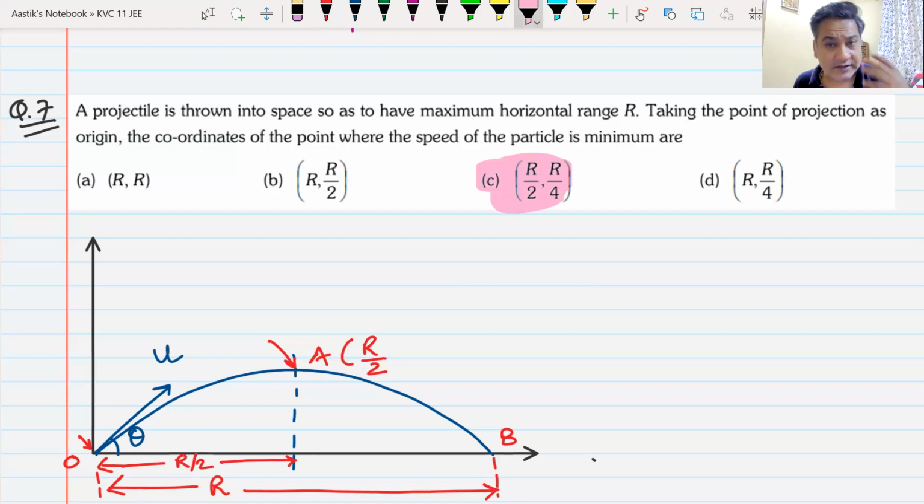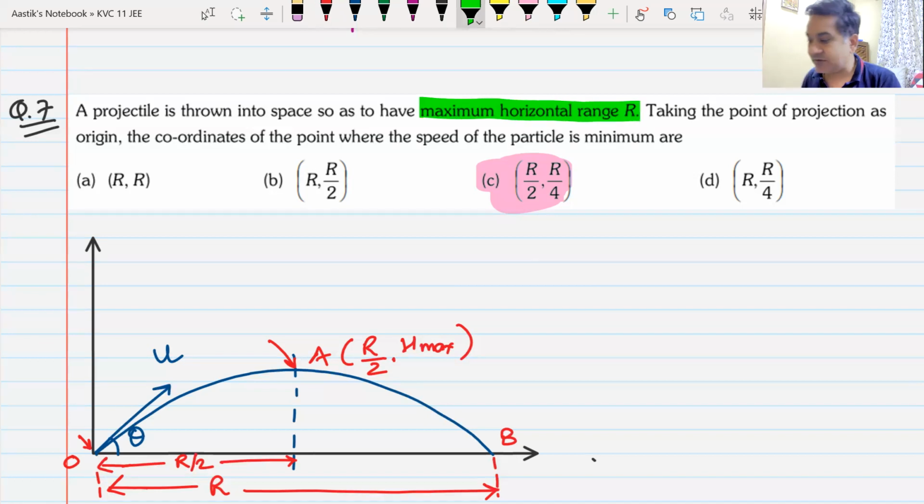But when this question comes in a JEE, they might have 2 options or 3 options or all the 4 options having r by 2. That means you also need to find out the y coordinate. The y coordinate is h max. Yes or no? So you have to find h max in terms of r. What else is given? The maximum horizontal range is given as r. So the angle of projection is 45 degrees. Yes or no? Then we use that formula.